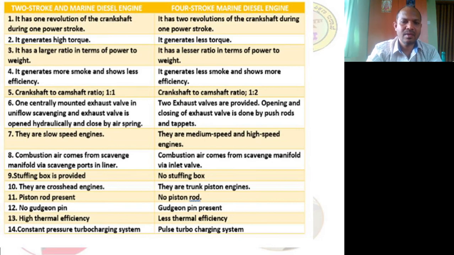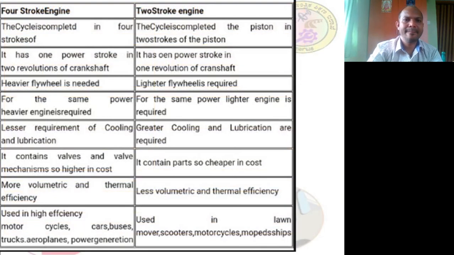Okay, now let us go with other differences also. The cycle is completed in 4 strokes of the piston in a 4-stroke engine, whereas in a 2-stroke engine the cycle is completed by the piston in 2 strokes of the piston.